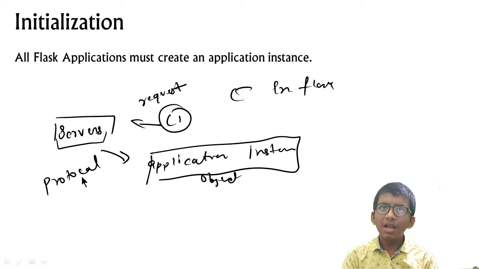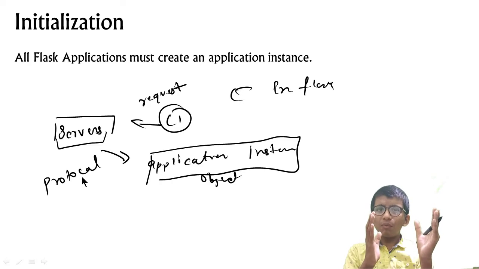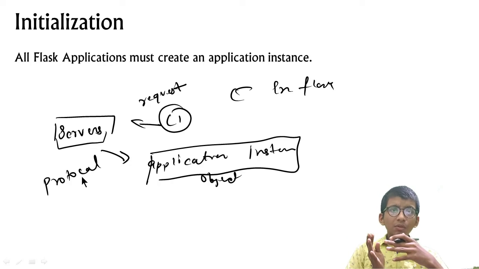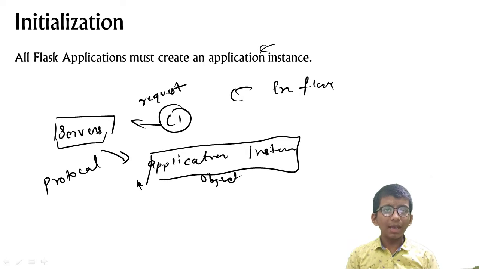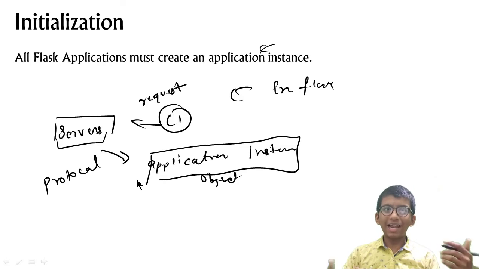No worries, I'm recapitulating. The client gives the request to the server, and the server then passes it to the object, the application instance, for initialization, through a protocol named the web service interface protocol. I think that is the name, but I'm not remembering it exactly.